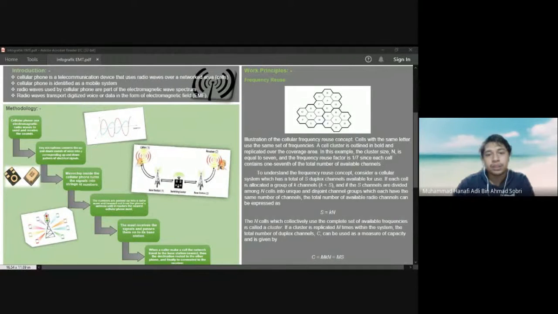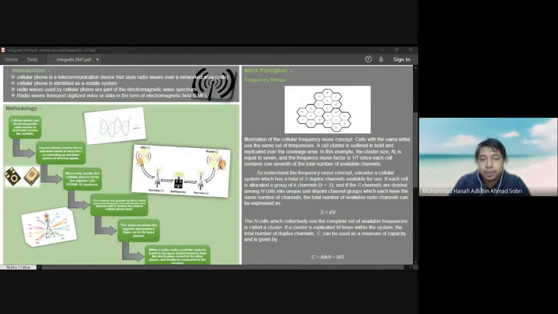To understand the frequency reuse concept, we can consider a cellular system which has a total of S duplex channels. The channels available to use in each cell are allocated a group of K channels, where K is less than S. If the S channels are divided among n cells into unique and disjoint channel groups which have the same number of channels, the total number of available radio channels can be expressed as S equal to Kn.